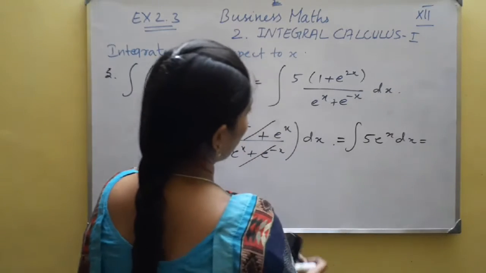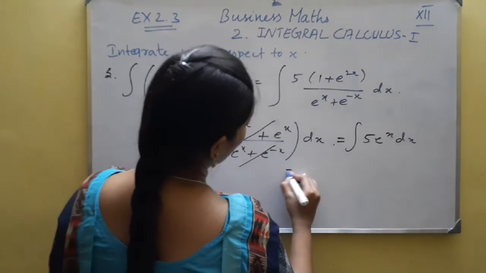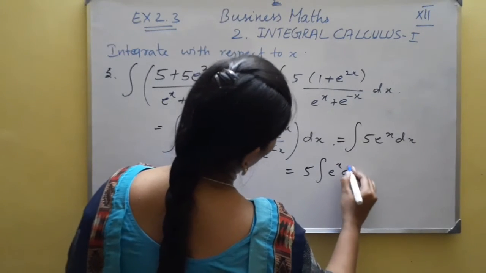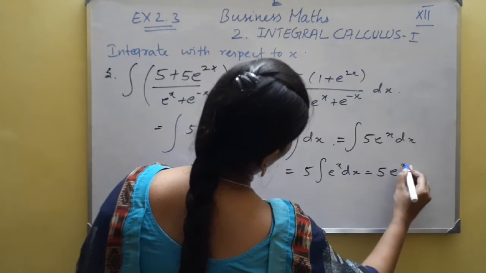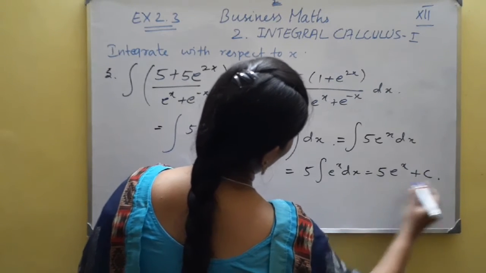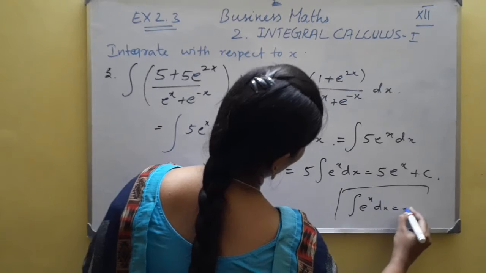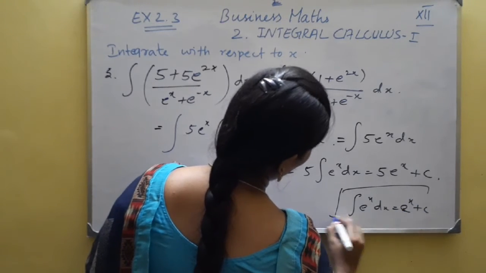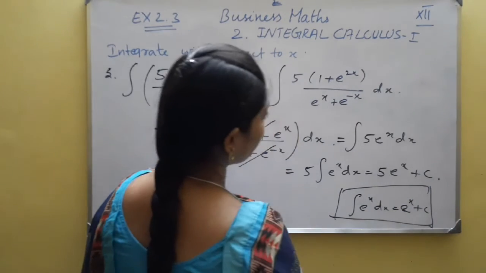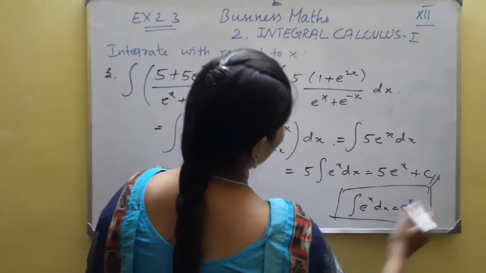Just take 5 outside the integration sign, and you will get 5 e power x plus c. By the formula, integral e power x dx gives me e power x plus c. Whenever you are using a formula in any step, mention it.